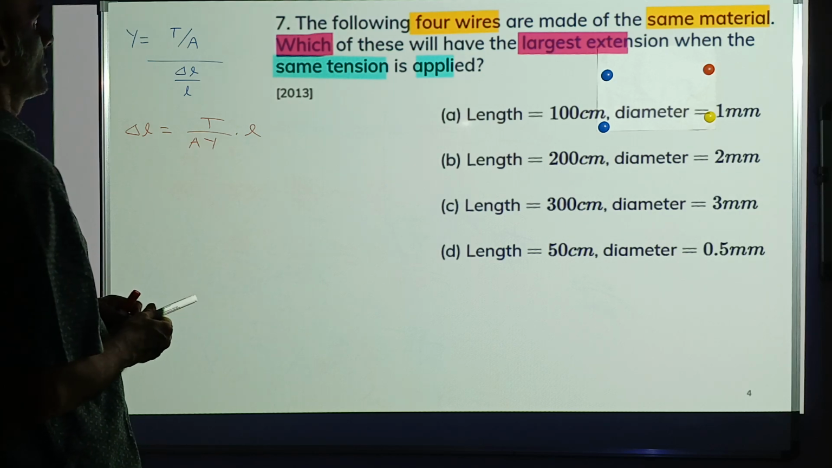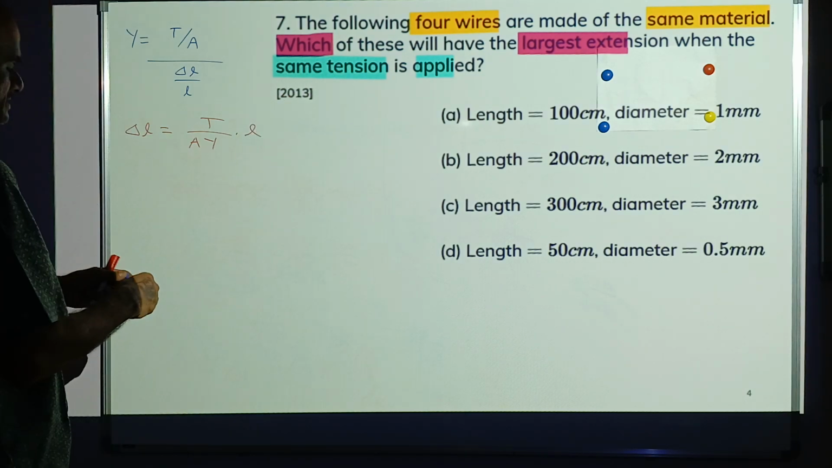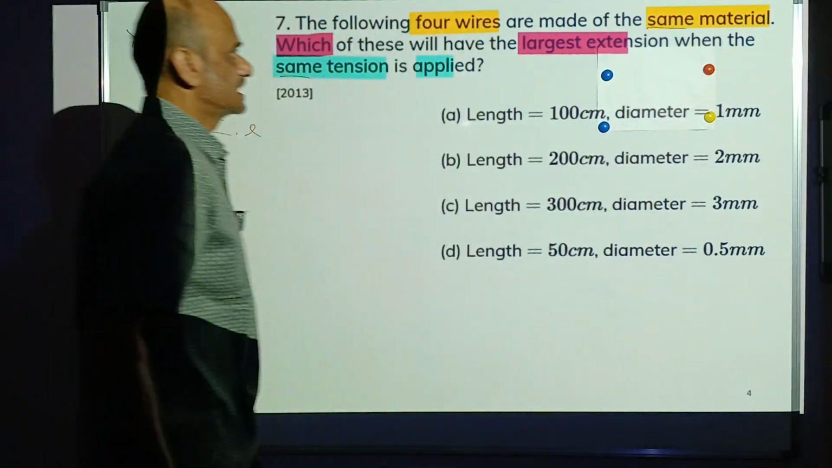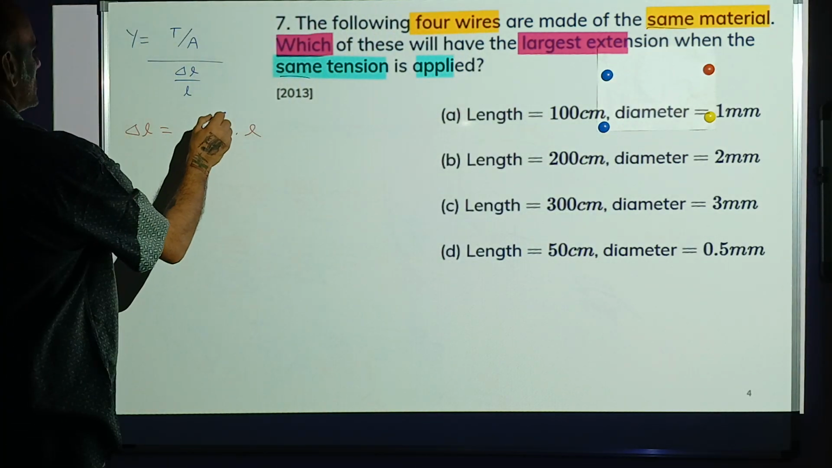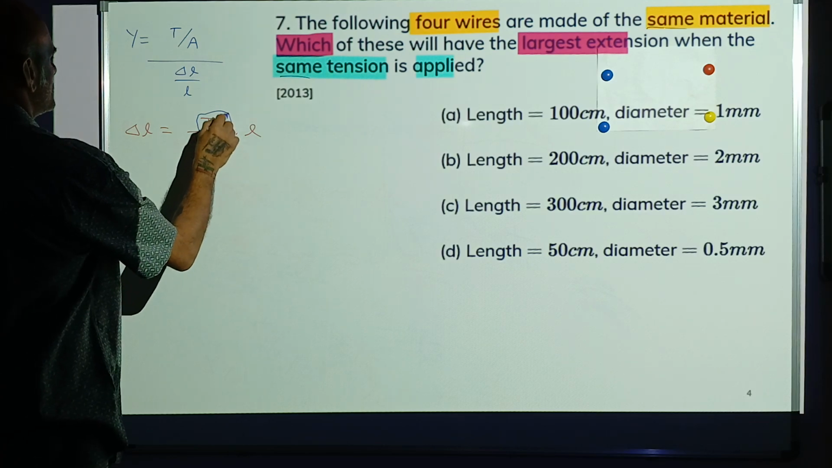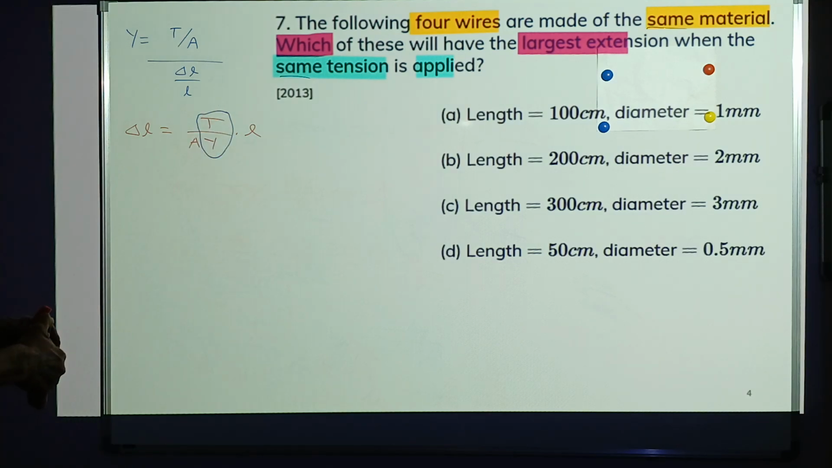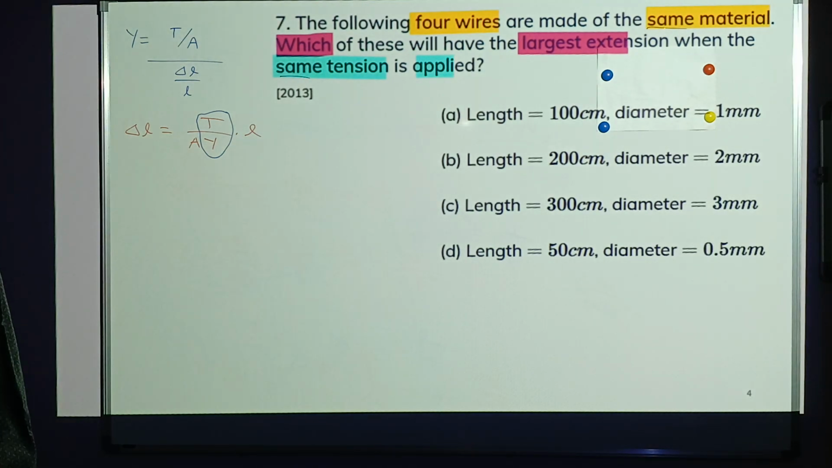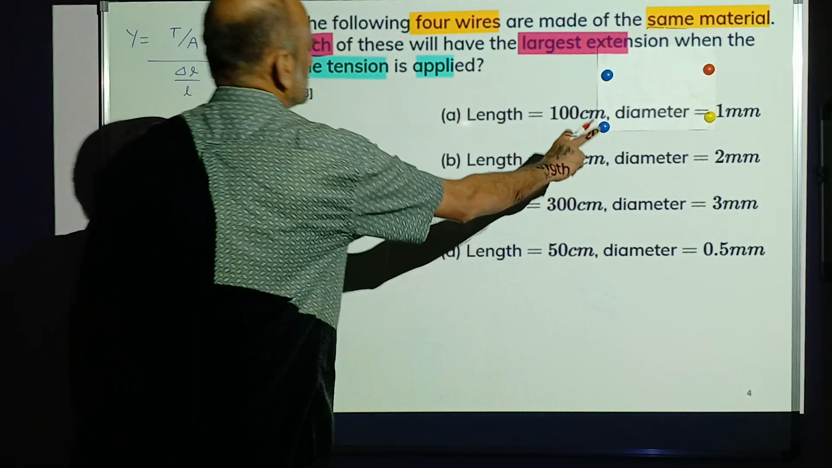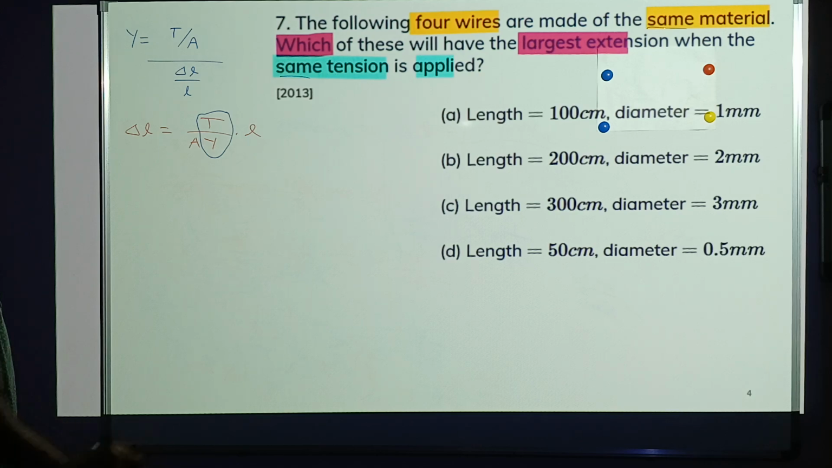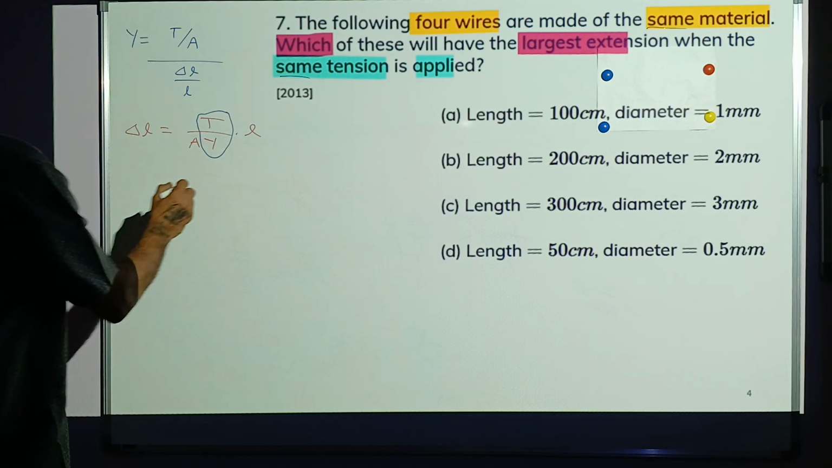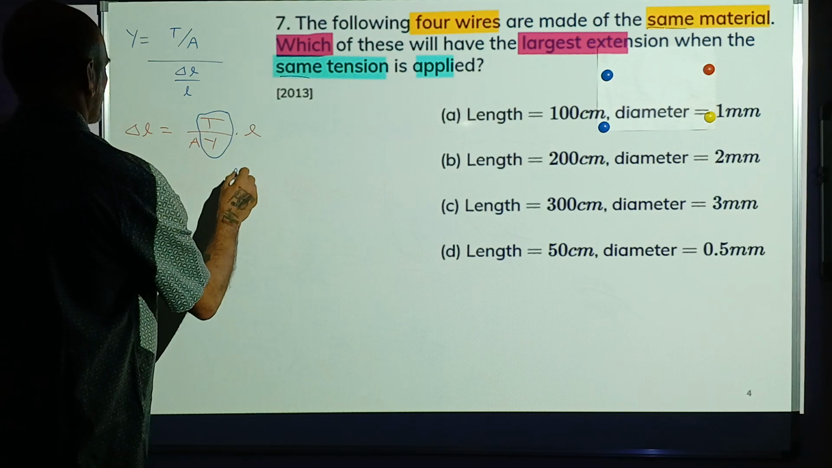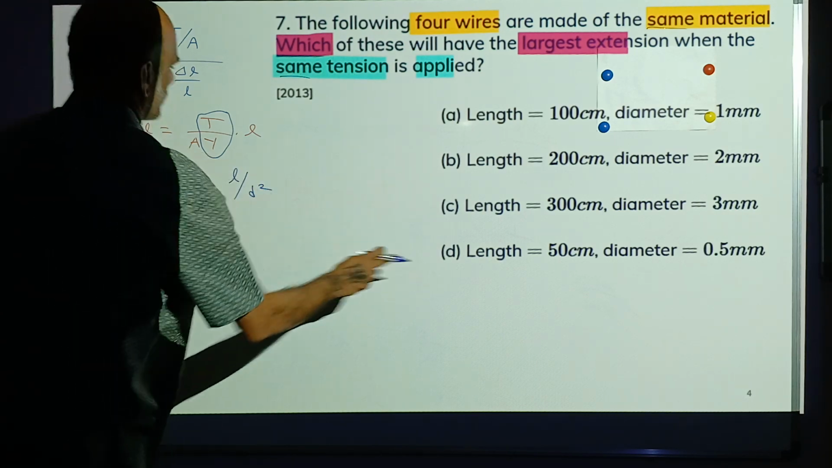Tension is the same for all the 4 cases, and also the material is the same. That means Young's modulus is the same. Tension is the same, Young's modulus is the same, so this is constant. So for the 4 cases, you have to compare L by A. A is the cross-section area of the wire, which is a circular disc here, pi by 4 d square. So you have to compare L by d square for all these 4 cases.